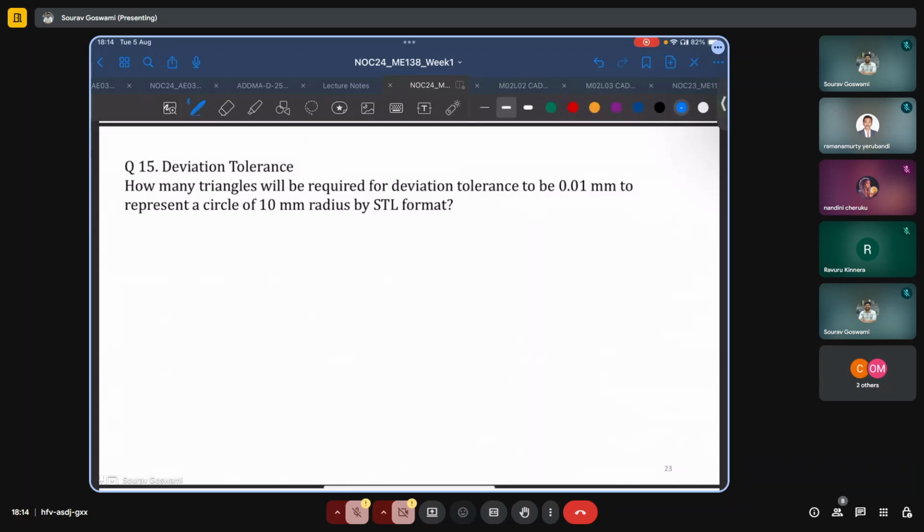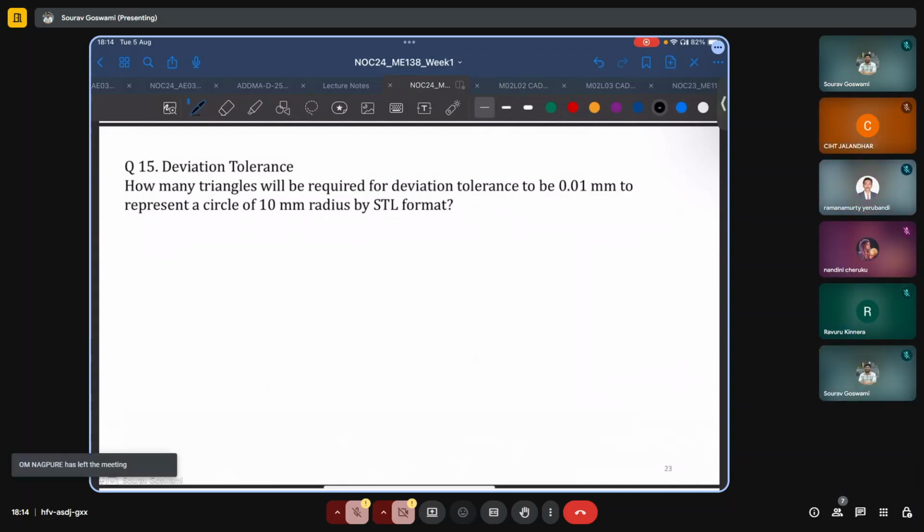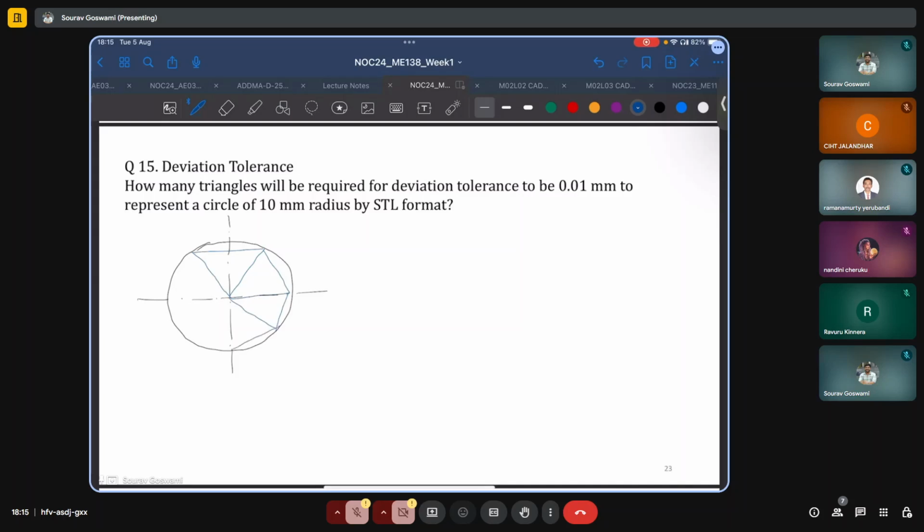So originally we are given, say, a circle, and it has a radius of 10 mm, and when we tessellate it, say we'll break it up into many triangles, and if I show a very coarse representation, it may be similar to something like this. Okay, all the triangles are not even here, but you get the basic idea.